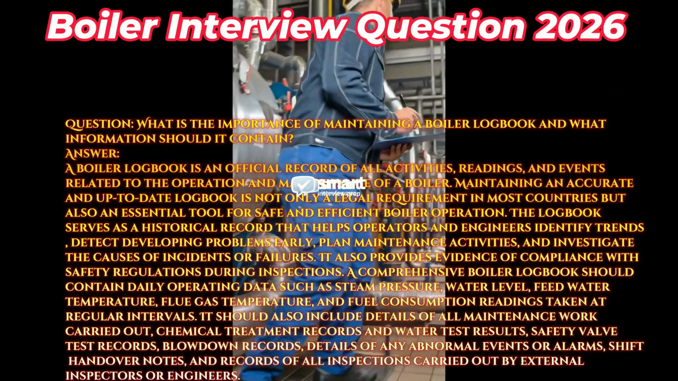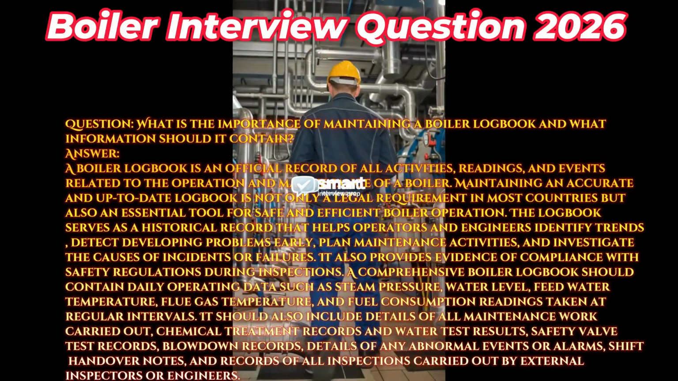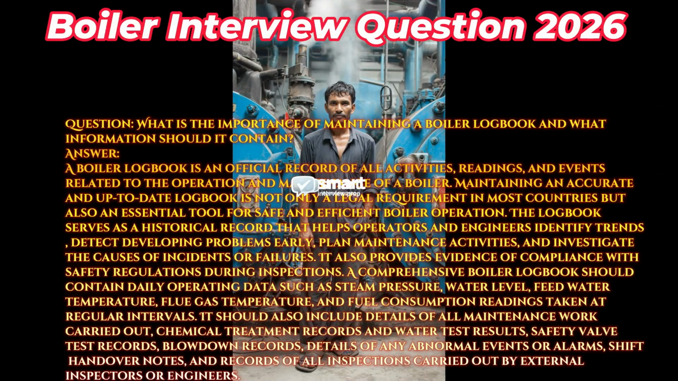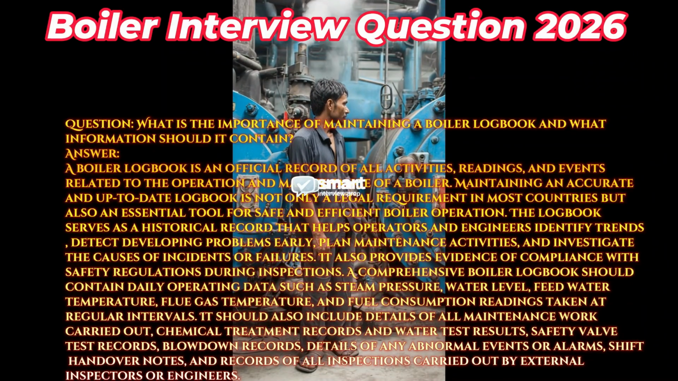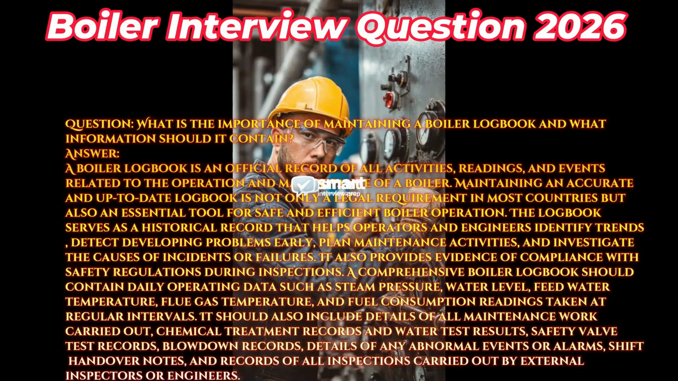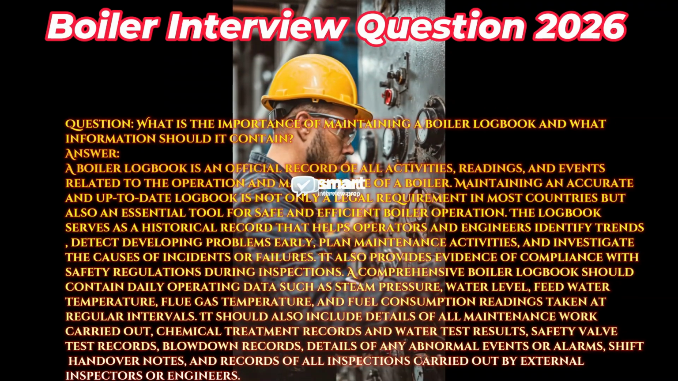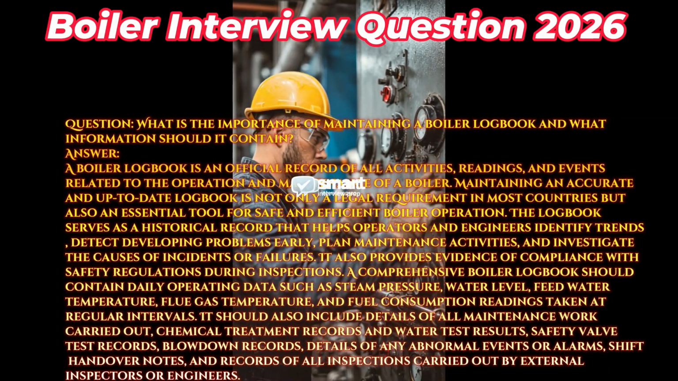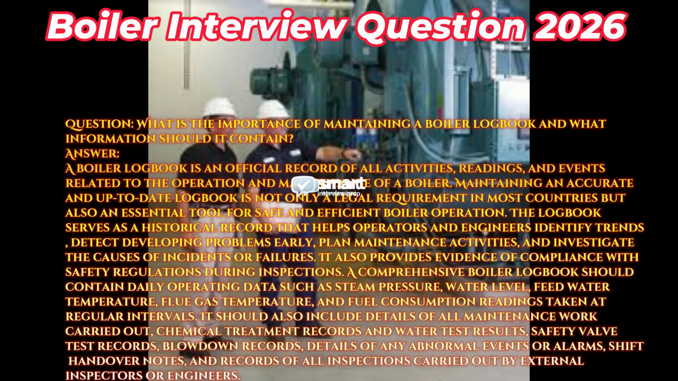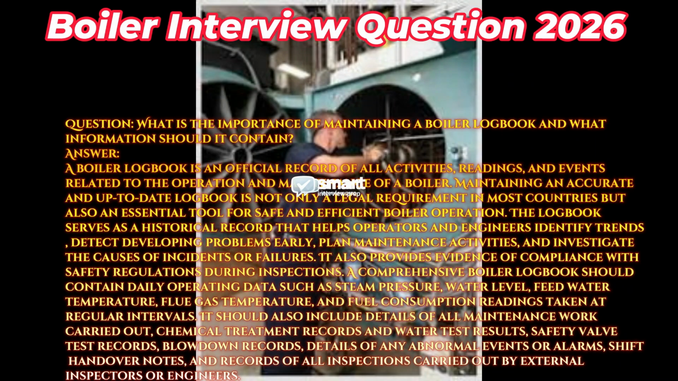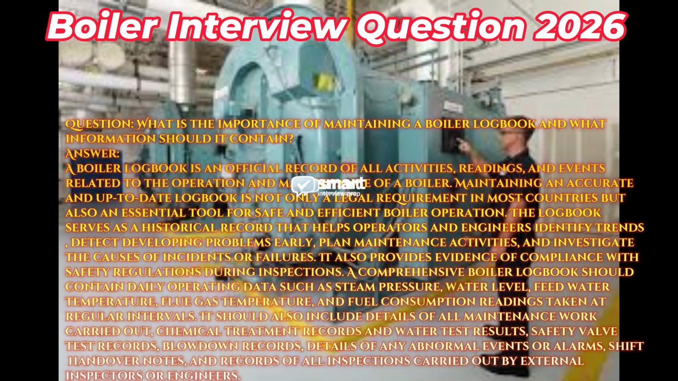A comprehensive boiler logbook should contain daily operating data such as steam pressure, water level, feed water temperature, flue gas temperature, and fuel consumption readings taken at regular intervals. It should also include details of all maintenance work carried out, chemical treatment records and water test results, safety valve test records, blowdown records, and details of any abnormal events or alarms.